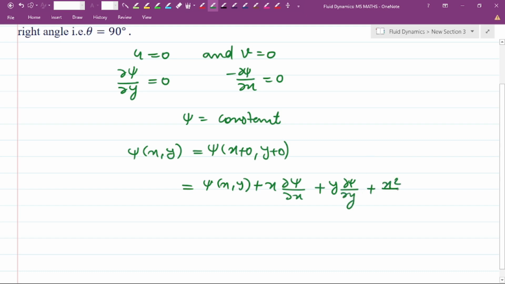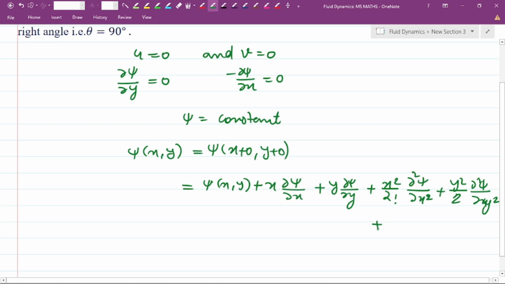plus x square upon 2 factorial, it is basically dou 2 psi by dou x square, plus y square by 2 factorial dou 2 psi by dou y square, and plus 2 into xy upon 2 factorial dou 2 psi by dou x dou y. Basically this is the Taylor series expansion of the function of two variables.